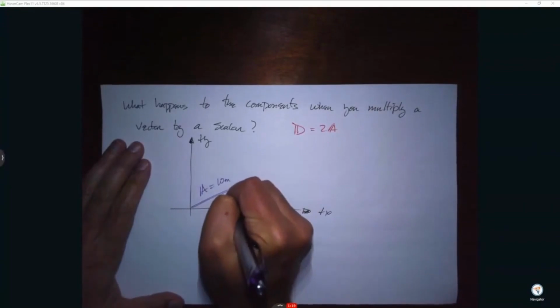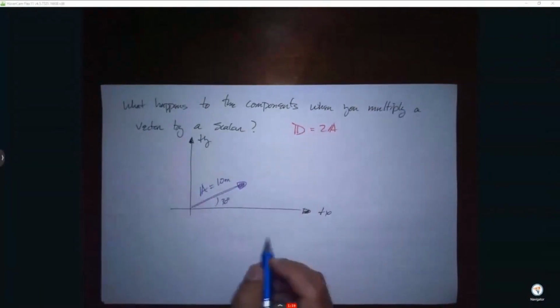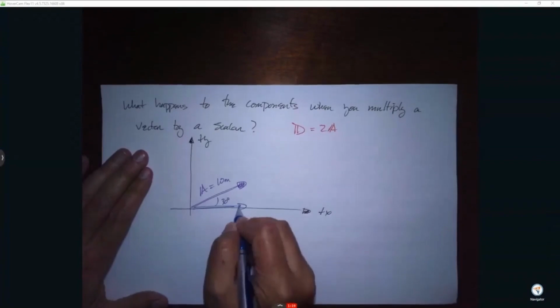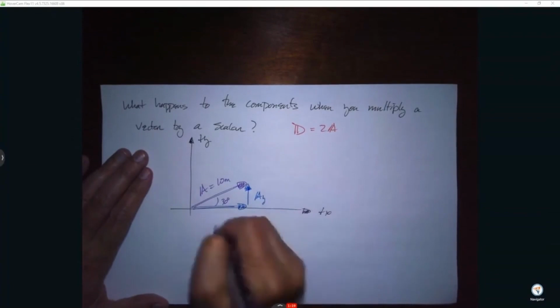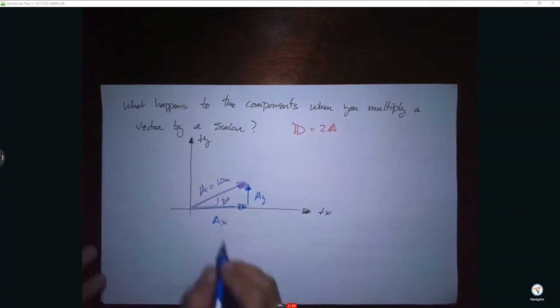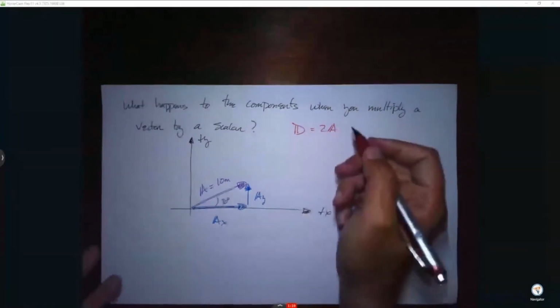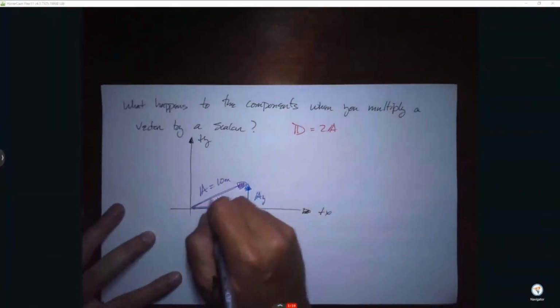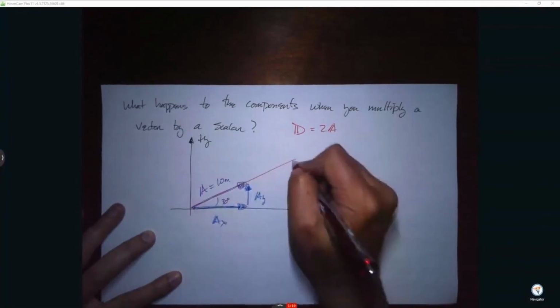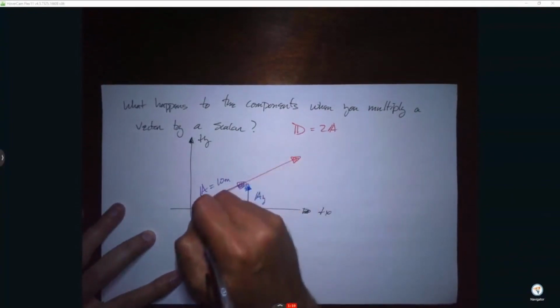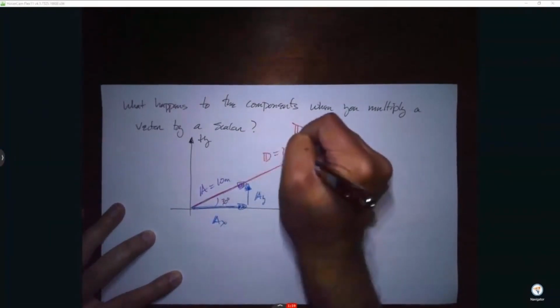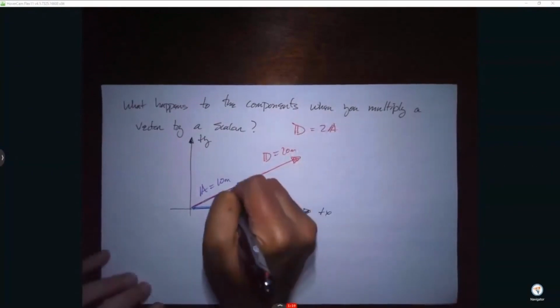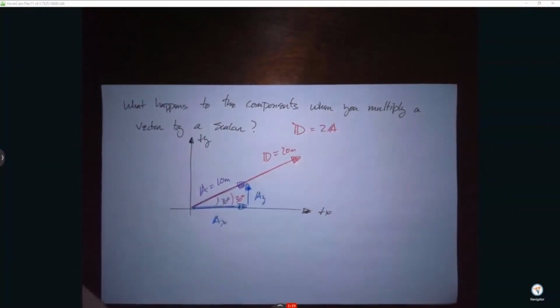That's our 10 meters, 30 degrees north of east. Ax and Ay, nice little component triangle. Now, if vector D is twice vector A, then it points in the same direction. It's just twice as long. So being twice A, this would be 20 meters. Notice that the angle is still 30 degrees.